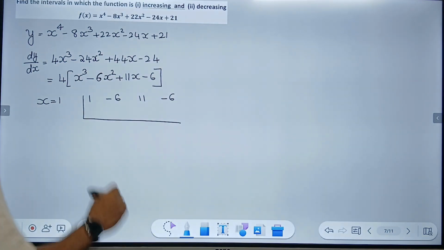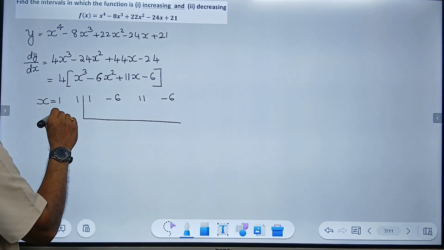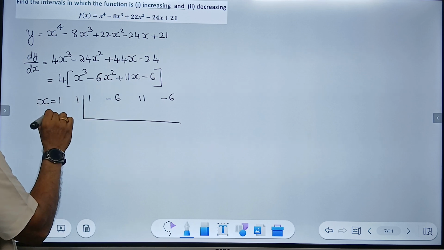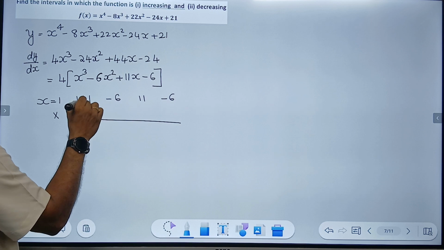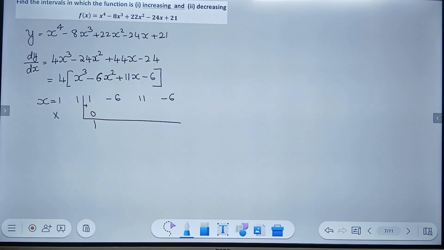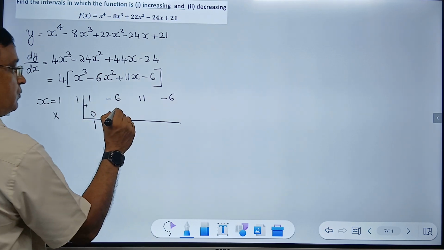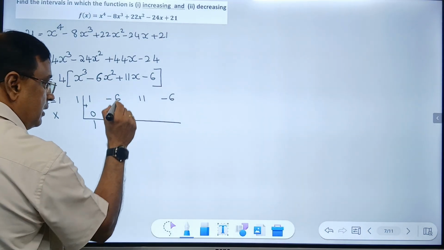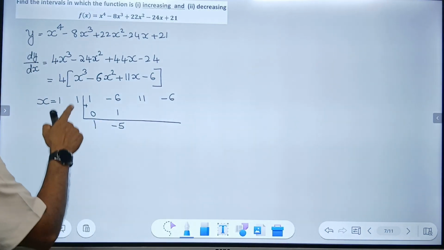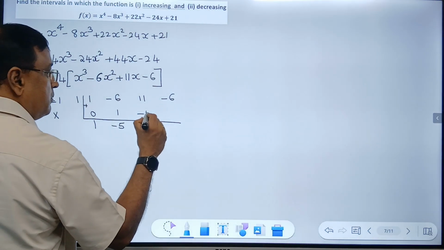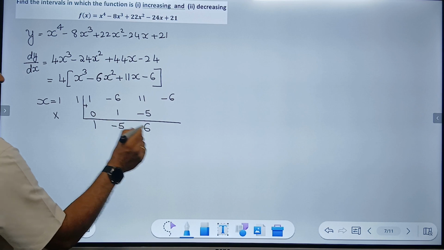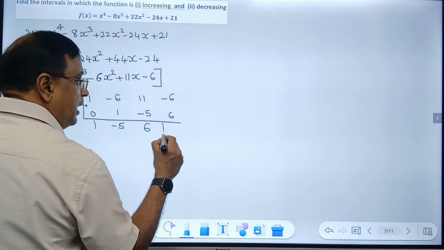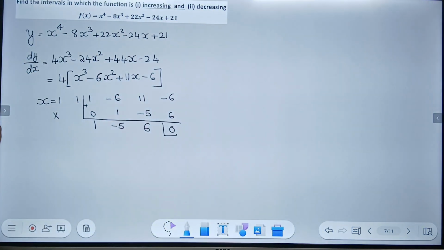Start with 1. Outside you add, inside, outside you multiply, inside you add. Start with 0. 1 plus 0 is 1. 1 into 1 is 1. Again add. It's minus 5. Then you multiply. You get minus 5. Add. It is 6. Again multiply. 1 into 6 is 6. Add. It should become 0. If it doesn't become 0, then 1 is not a factor.